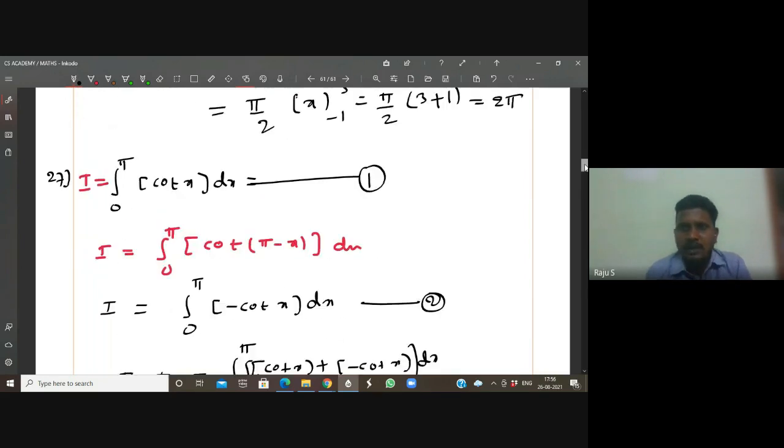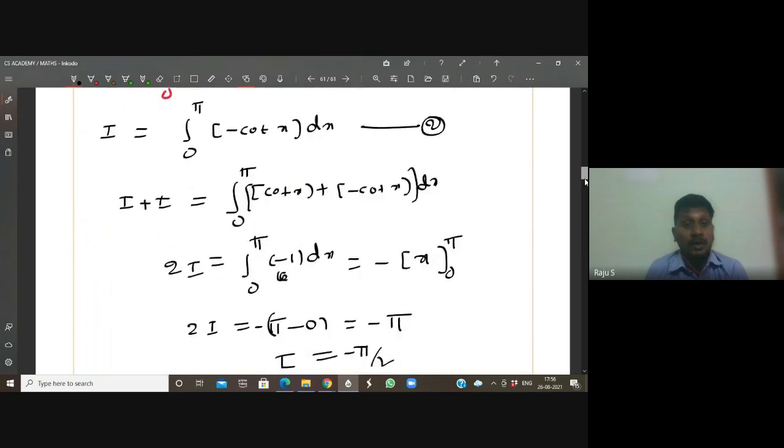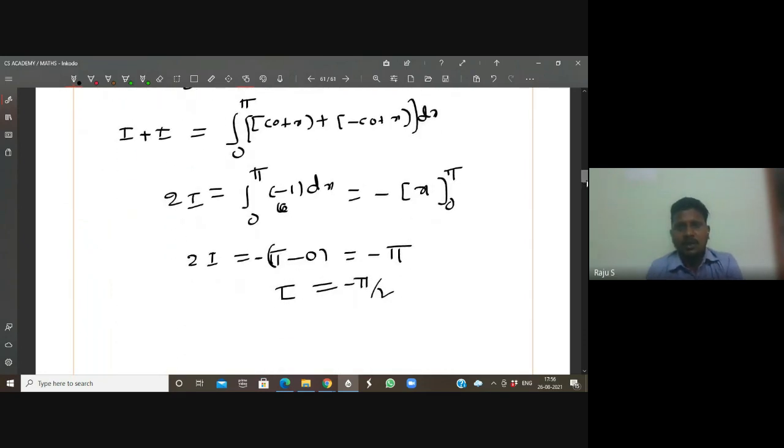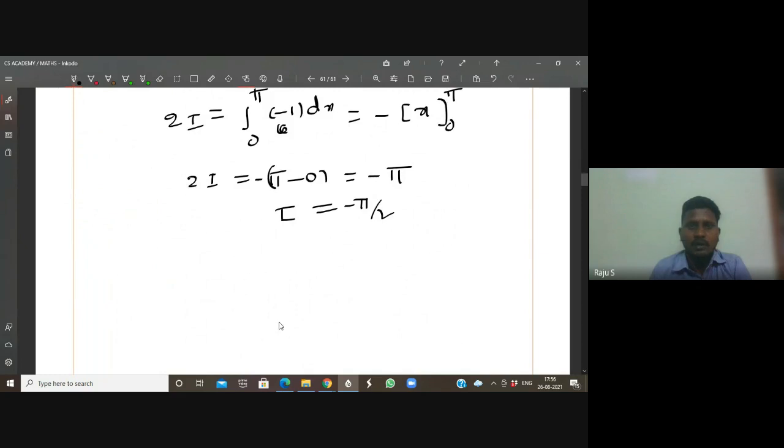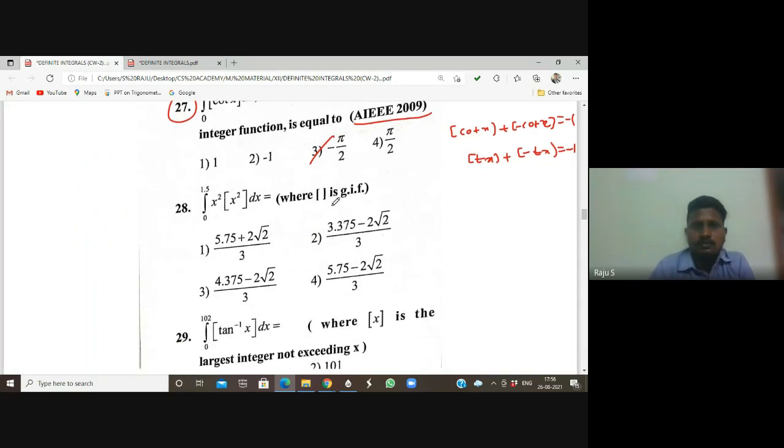Just apply the third property, that important property. So minus cot, both will be minus 1. Minus 1 I'm taking outside. It is x from 0 to pi. So minus pi by 2. Any option here? Yes, third option. Got it? Is it difficult?